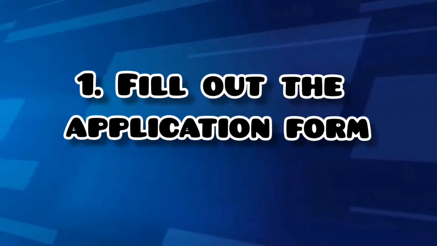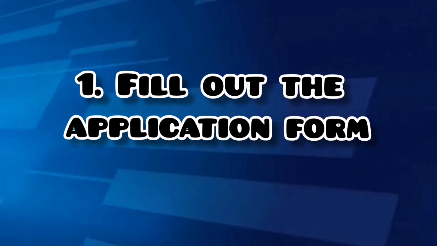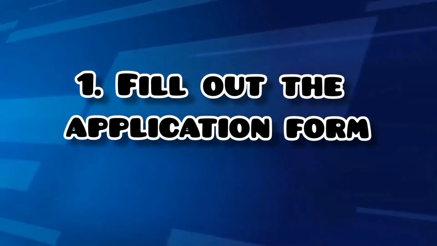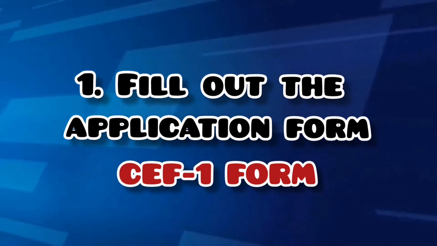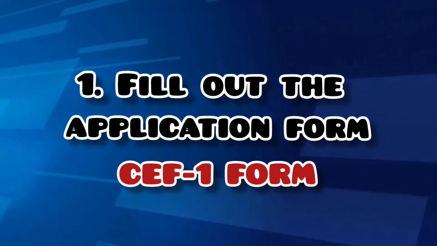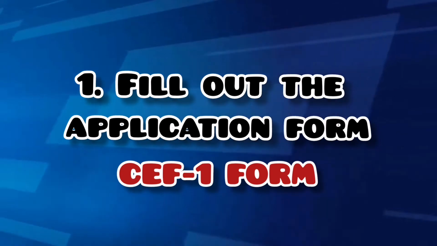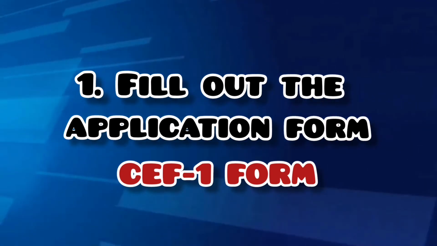Here's how. 1. Fill out the application form. Fill out an application form called the CEF-1. It can be downloaded from the Comelec website or obtained from the office of the election officer in your city or municipality. If you are going to print the form, make sure that it is printed on an 8 by 13 inches paper and printed back to back.